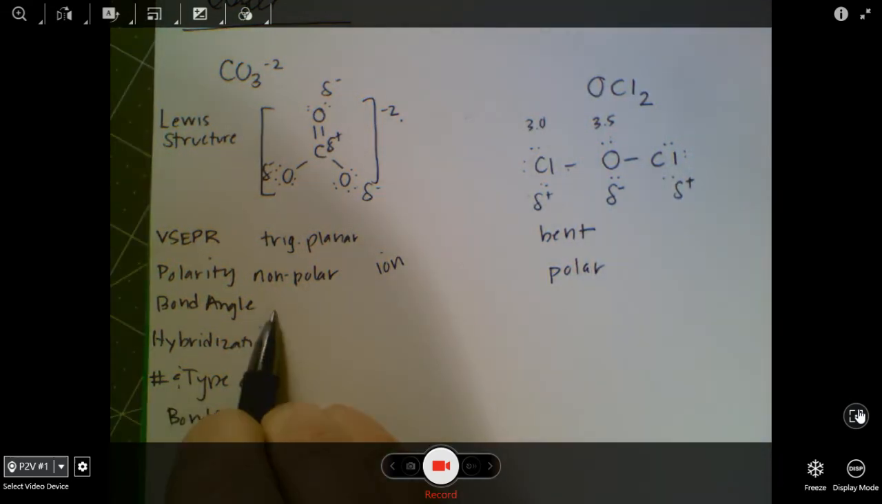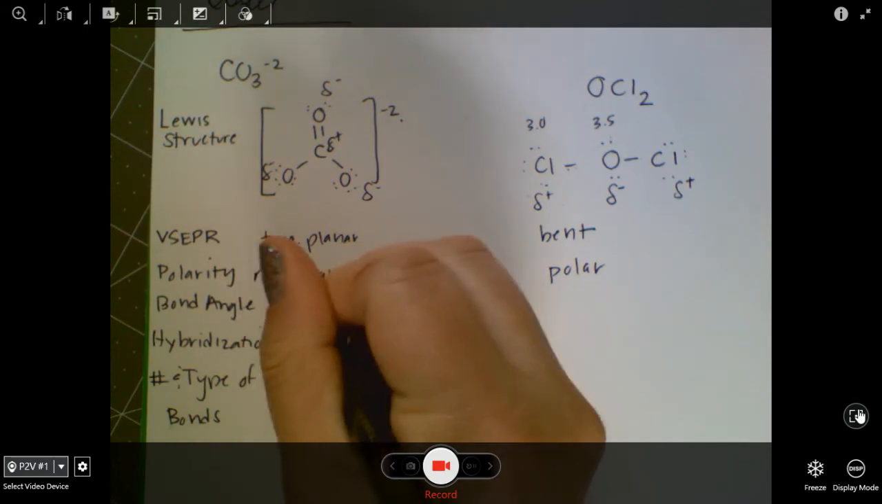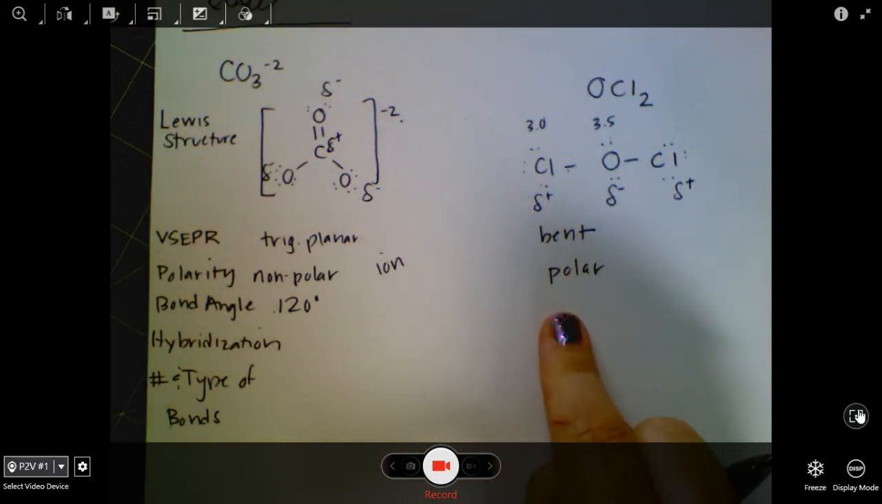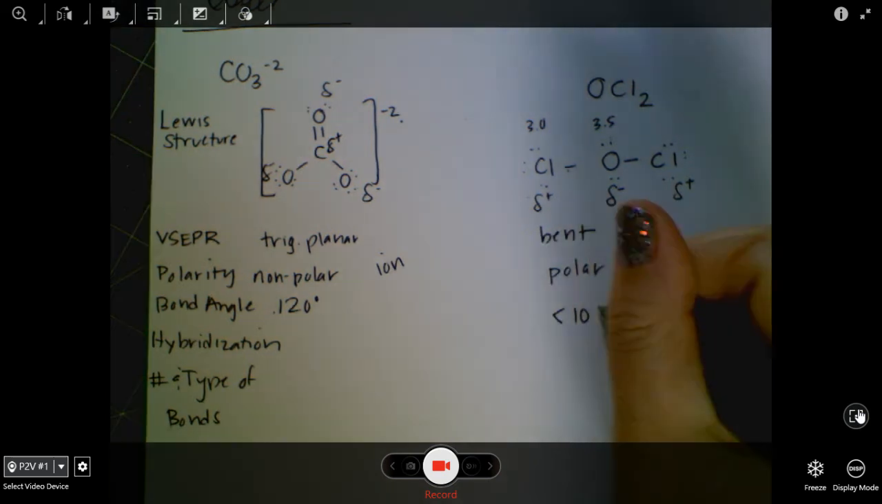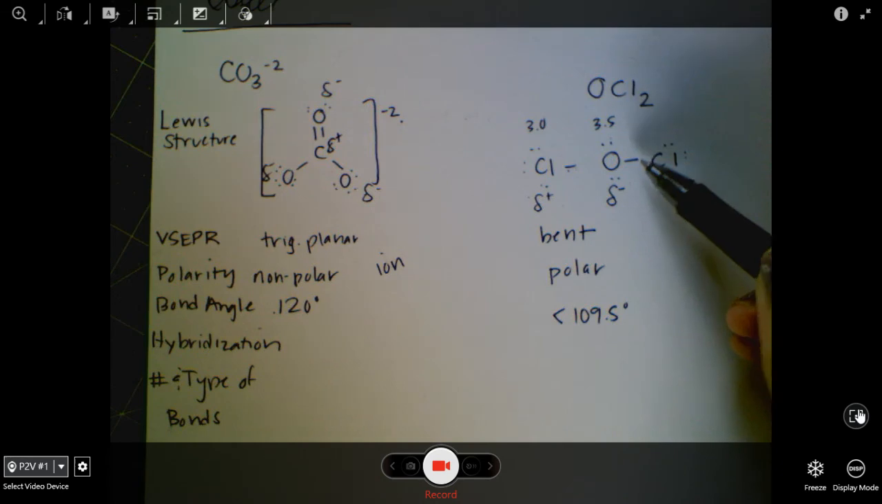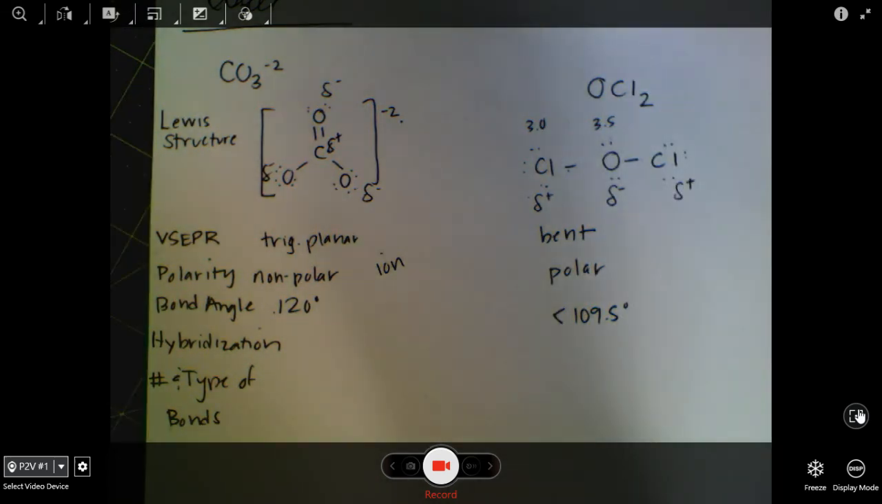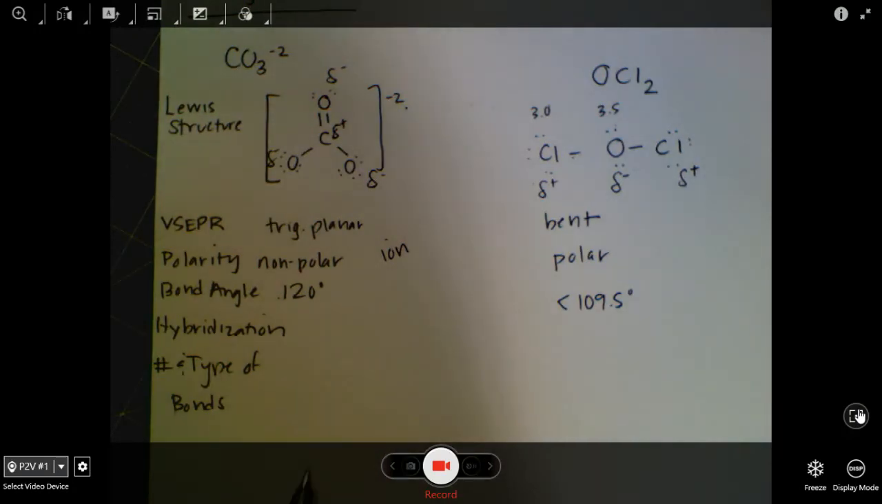Okay. The bond angle for a trigonal planar is 120 degrees. Bond angle for this bent is less than 109.5. And that's because there's 4 electron dense areas, so that would make it tetrahedral shape, which is 109.5. Okay, those are things you've all done before. The last stuff is the hybridization and number and type of bonds.